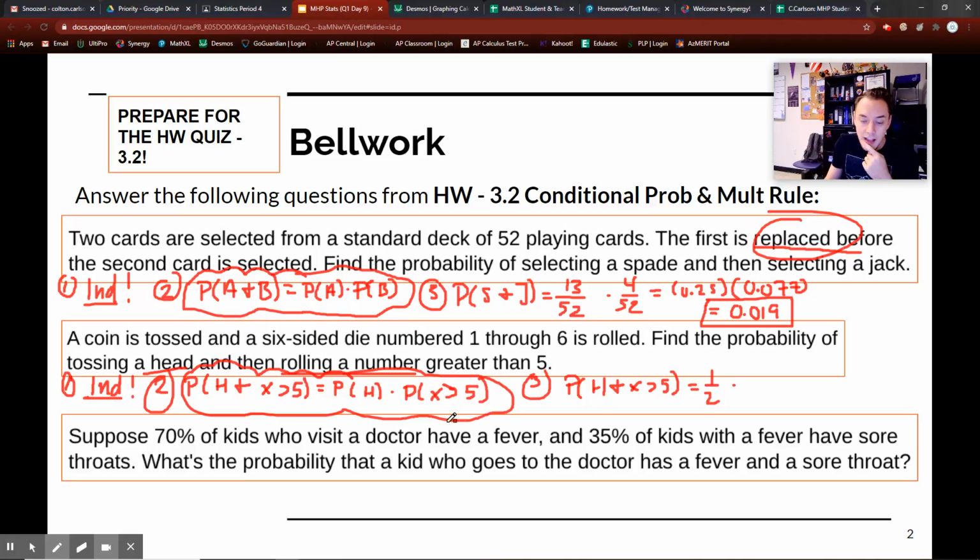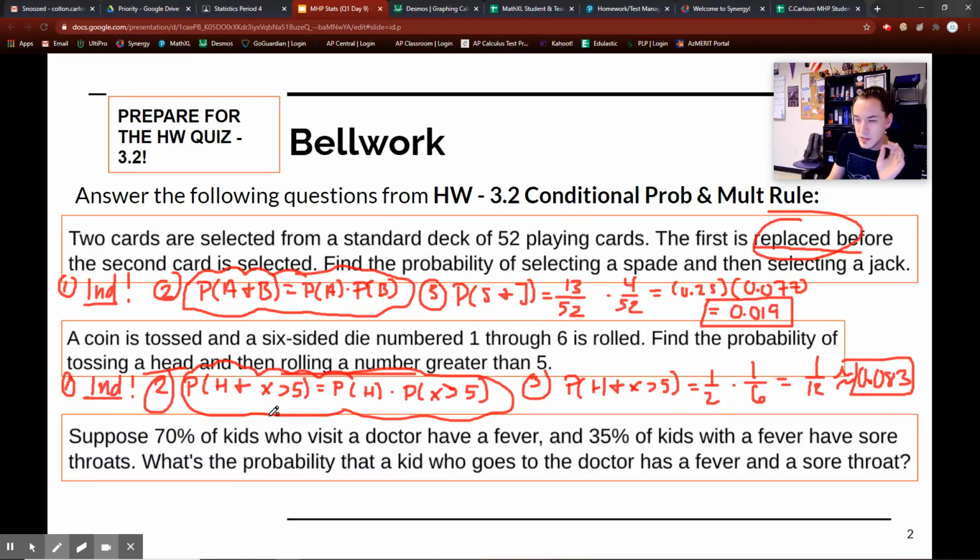Times probability of X getting greater than 5. Okay, so what numbers are greater than 5 on a 6-sided die? Well, there's 6, and then that's it, right? So this is only one number on a 6-sided die that is greater than 5, out of 6 possible total numbers. So this is 1/12. Okay? And this reduces down to approximately 0.083. That is my decimal. Awesome. Let's go to the next one.